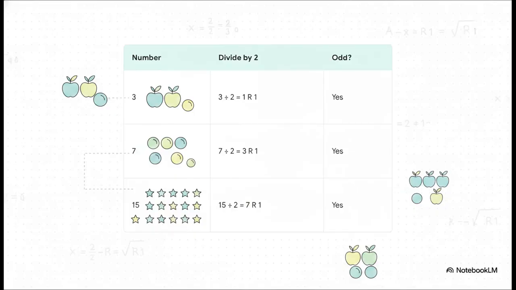You can actually see that remainder happening in real time. Try to halve 3 and you get 1 with a remainder of 1. Divide 7 by 2, you get 3, remainder 1. Halving 15 gives you 7 with that exact same defining remainder of 1 left over.